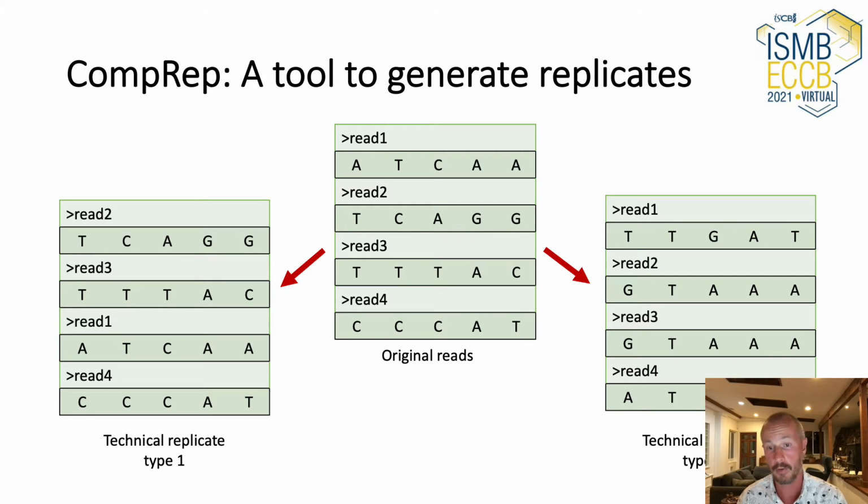So far it has two very simple operations. Operation number one, which you can see on the left, which we call technical replicate type 1, means just resorting the data. What you can see on the right is technical replicate number 2, and that is to take the reverse complement of each read. Having those two operations, we want to ask whether the bioinformatics tools will maintain the same accuracy or the same results as we alter the data.